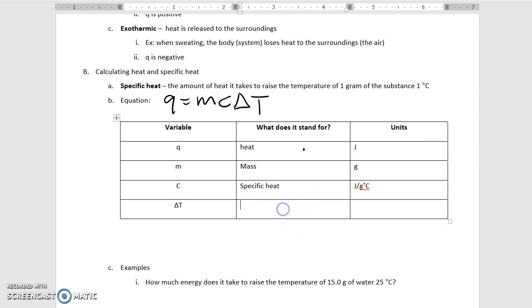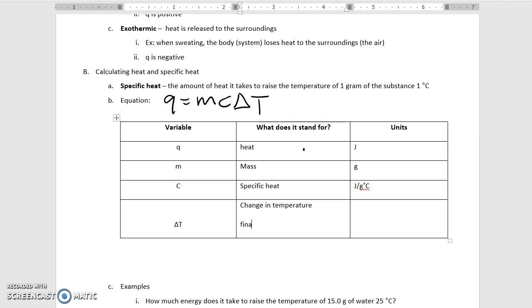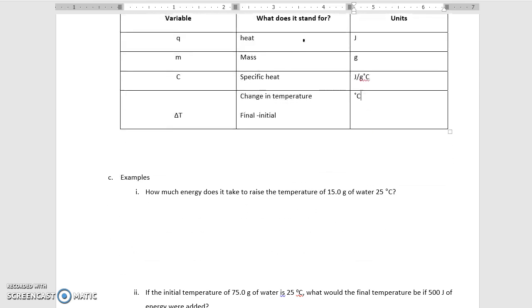Delta T is the change in temperature. When you do problems, you're going to take the final temperature minus the initial temperature for this calculation. Think about that delta as the change, like you've seen in math when you think about slope or anything like that. Since it is a temperature, we're going to use a unit of temperature, degrees Celsius. All right, so we're going to start practicing this.